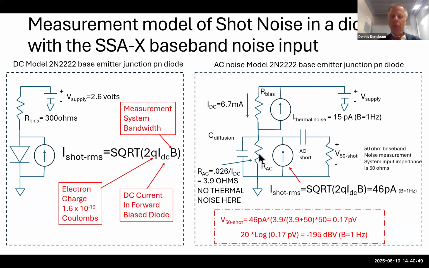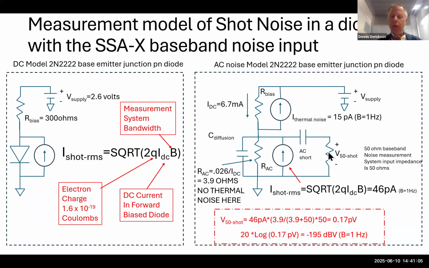Since 3.9 ohms is much smaller, most of the shot noise will flow into this right here, and not so much will flow into the 50 ohm load. So there's 46 picoamps of total current. What is the fraction that shows up here? That's what I'm interested in.